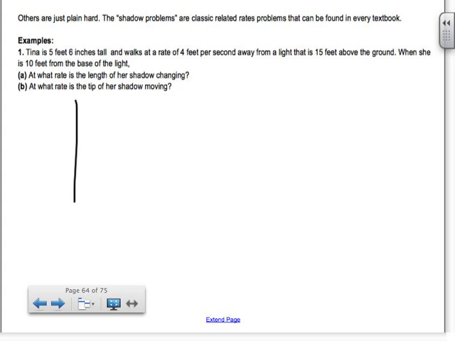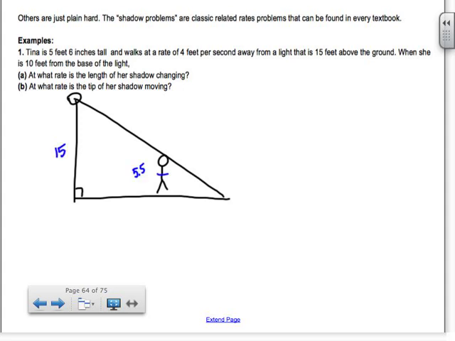Okay, and then the last example I wanted to talk about is the shadow problem. The shadow problems are in every textbook. So it always says something about a light post or a spotlight. So we have our light up here, and Tina is 5 feet 6 inches, so she's 5.5 feet. And she's walking at a rate of 4 feet per second away from the light that's 15 feet above the ground.